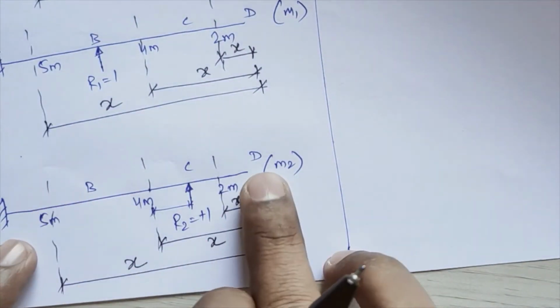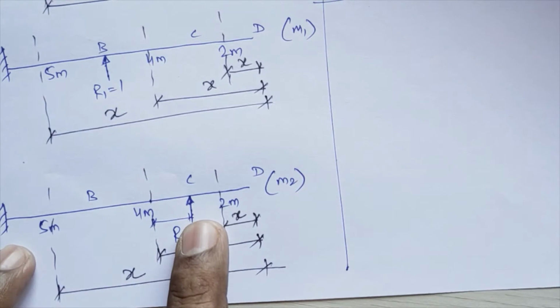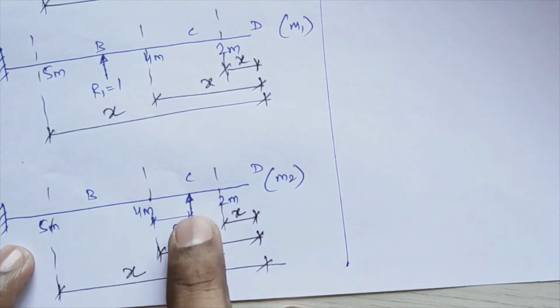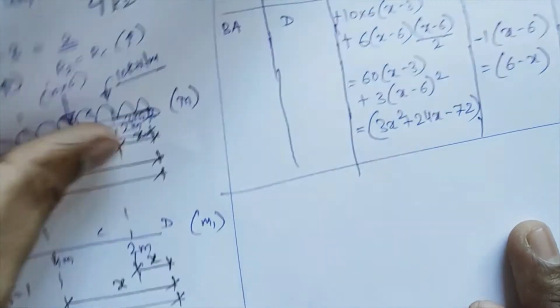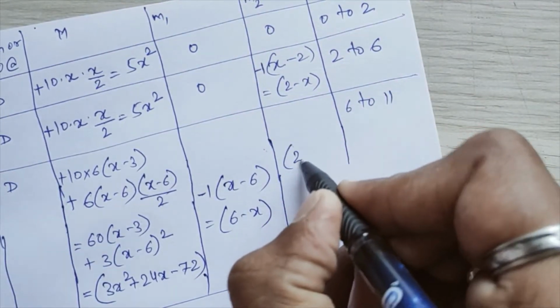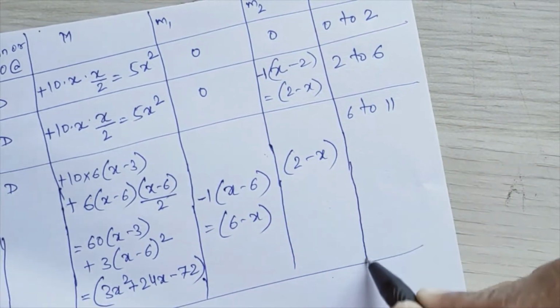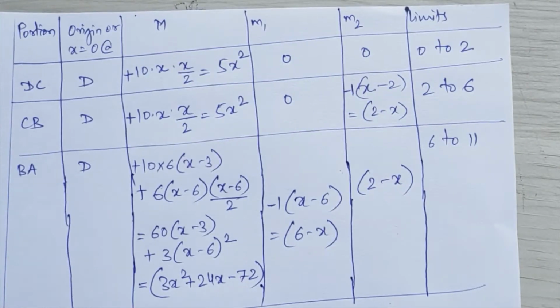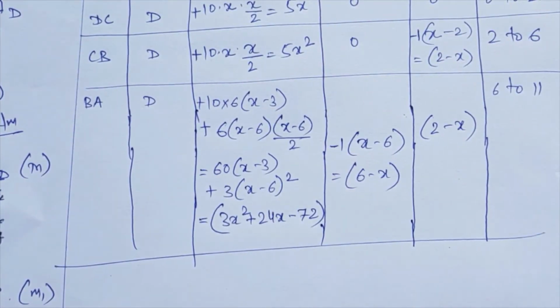Next, in your M2 diagram, what will I get? The moment of this, again 1 along this section. So I'll get this as 1 into x minus 2. Here this value will get repeated again, that is, here I'll get 2 minus x over there. So that gives me my complete moment table.